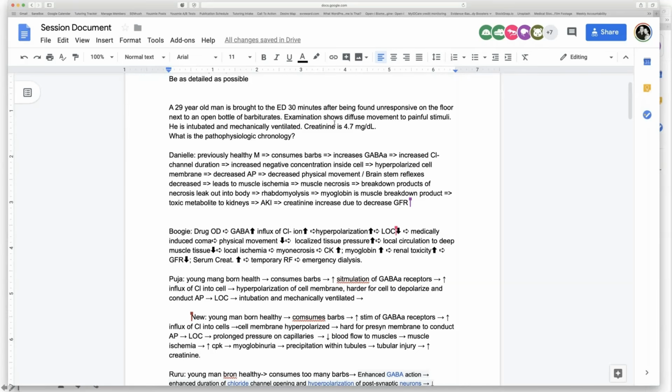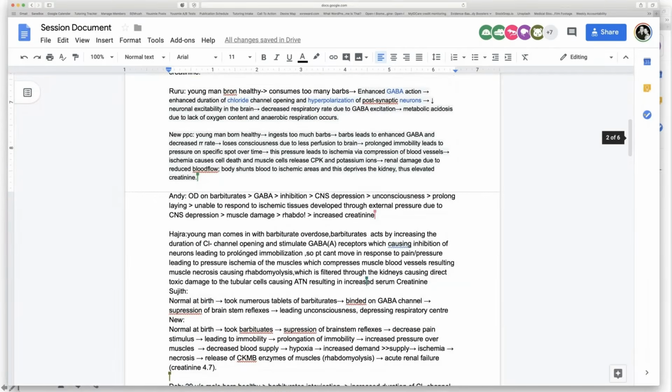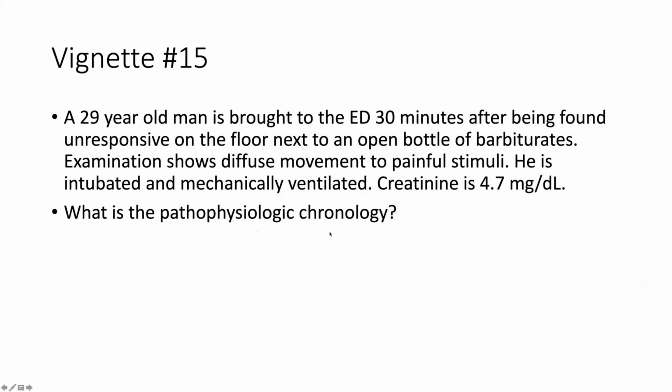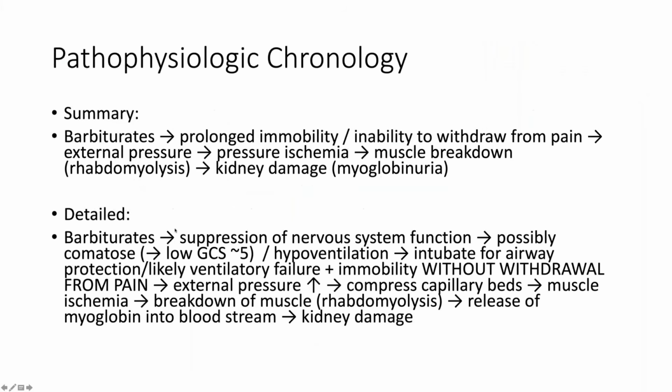Yeah, ionic is good. CK, myoglobin goes to the kidneys, causes a decrease in GFR, serum creatinine is going to go up. Very good. Great. I'll tell you what I would have put, but I think I like your guys' better. So again, my summary we discussed before.